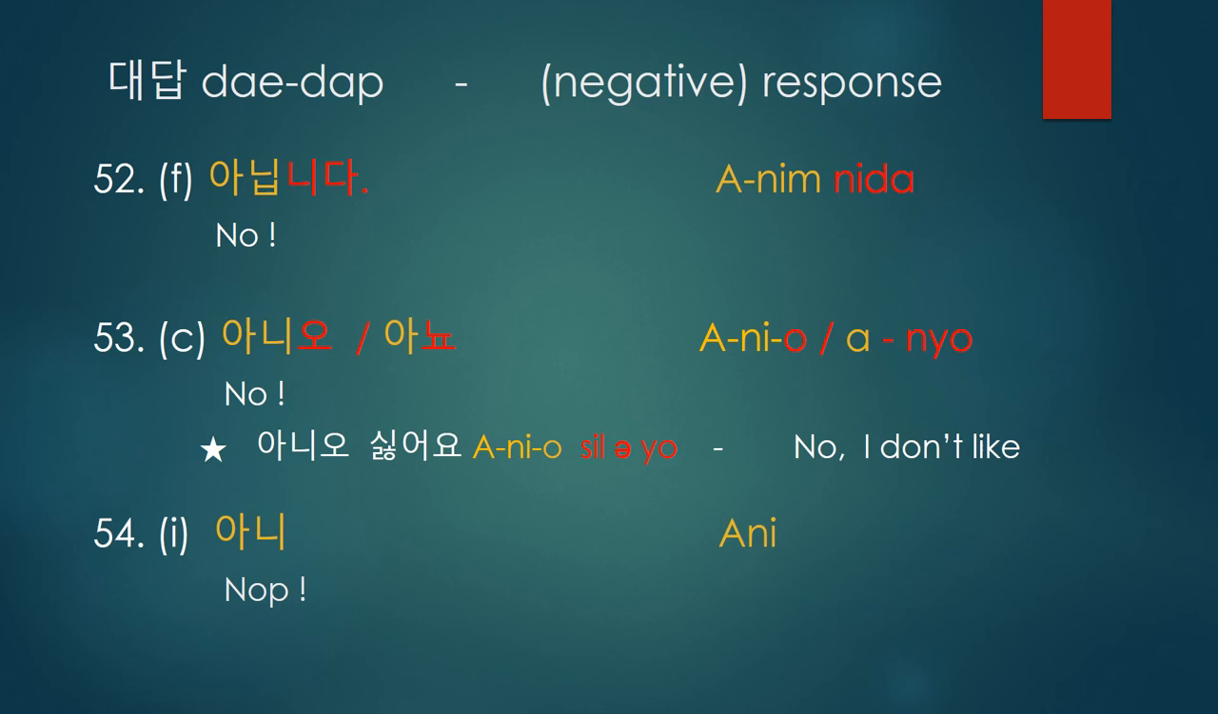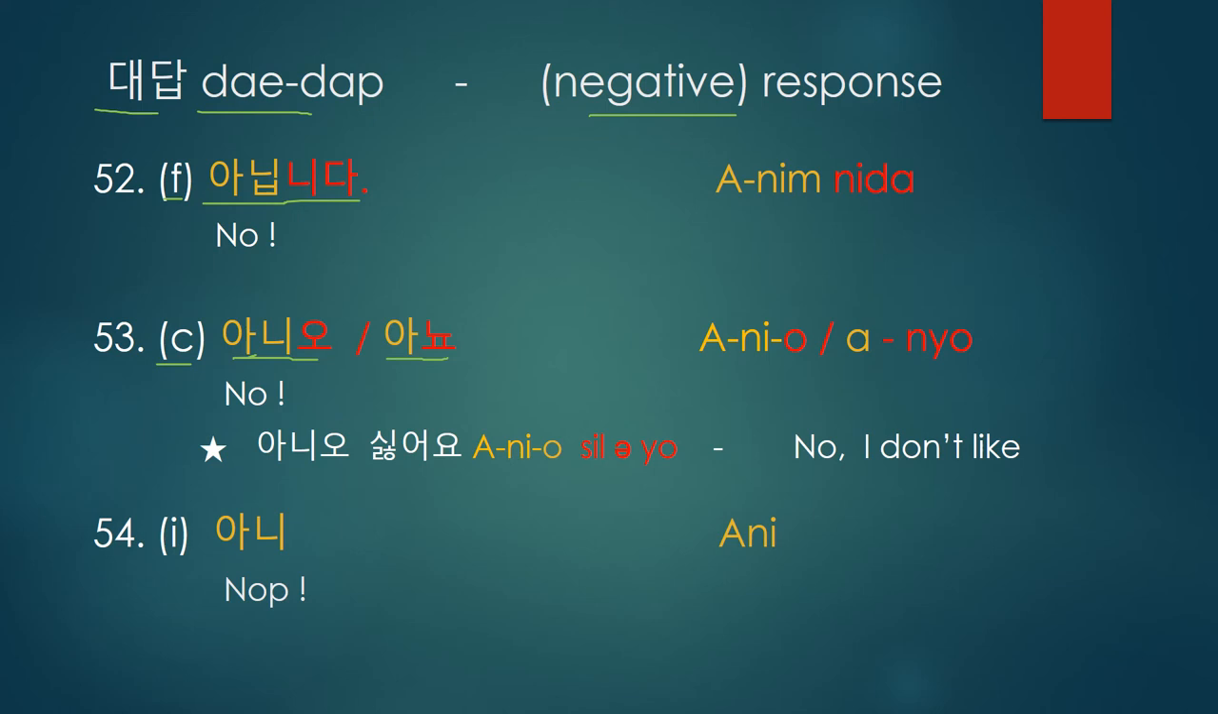Okay, this page shows the different types of 대답, which means response. This is about negative responses. Number 52, formal: 아닙니다, no. Casual: 아니요, no. I'll show you an example.